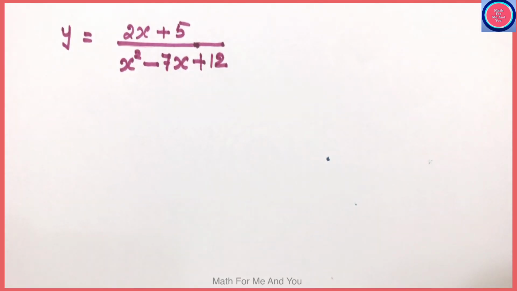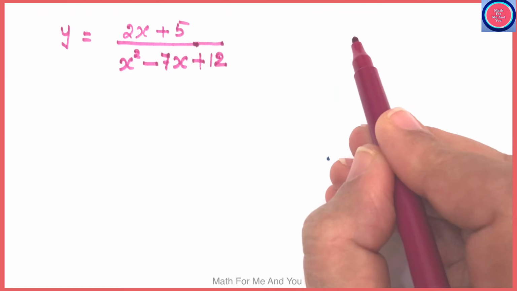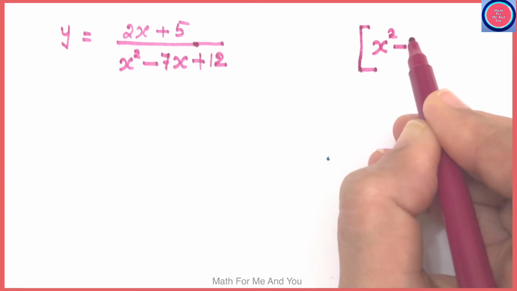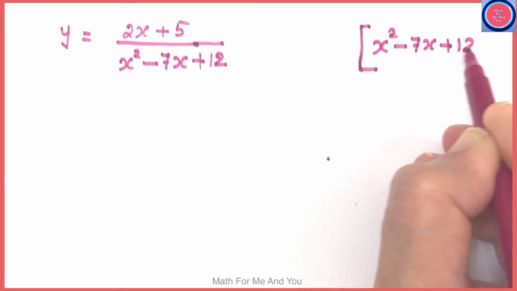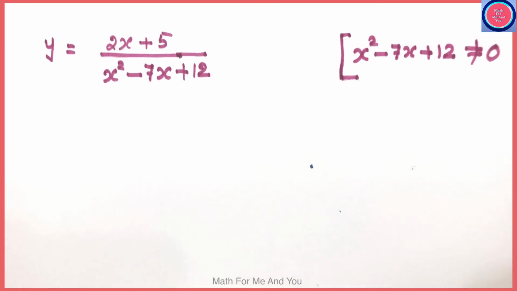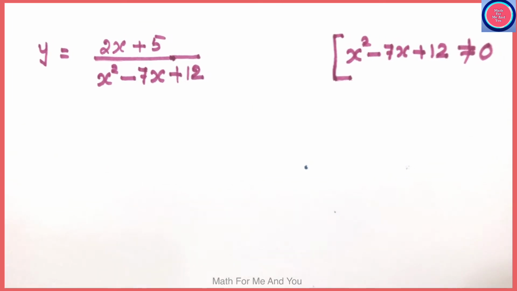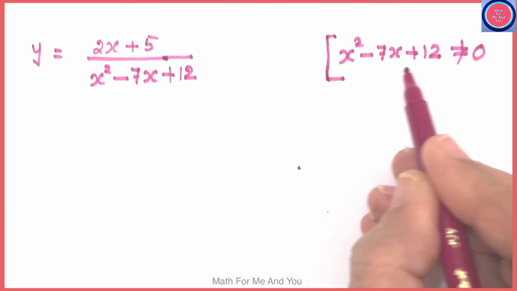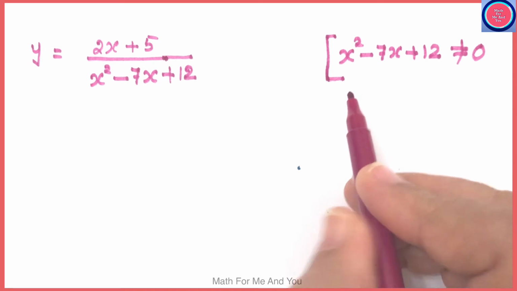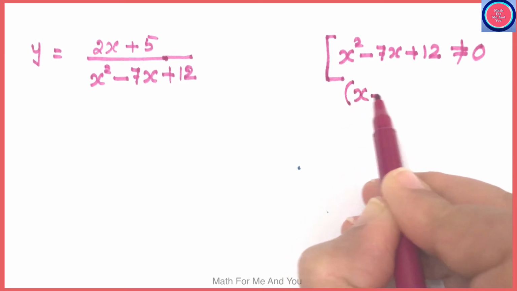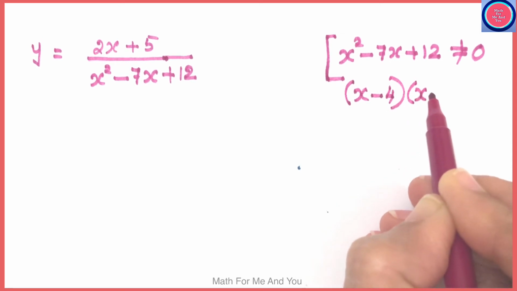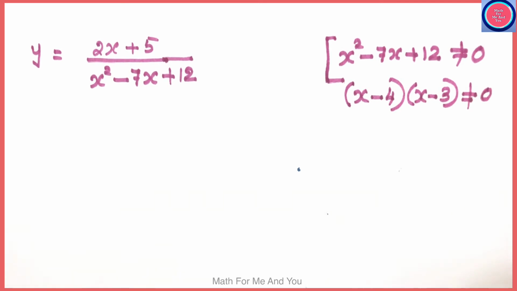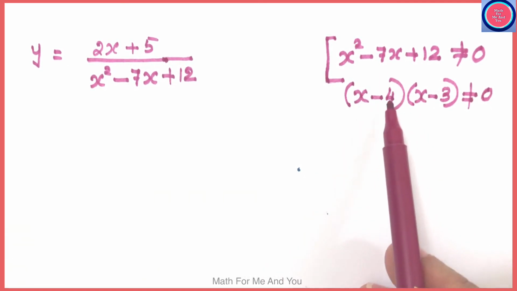Look at the next function, which is also a fraction: 2x plus 5 over x square minus 7x plus 12. To get the domain, what will we do? We will take the denominator, that is x square minus 7x plus 12, and write this expression not equal to 0. But this is a quadratic expression. What are the factors? If we get the factors, it would be easier. So we write the factors as x minus 4 times x minus 3. If you want to practice more about factorization, you could check out my video about factorization. I can give the link in the description box.